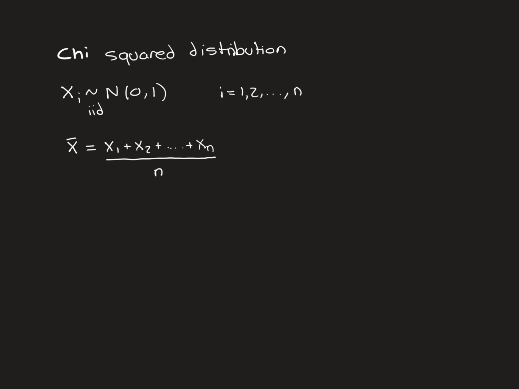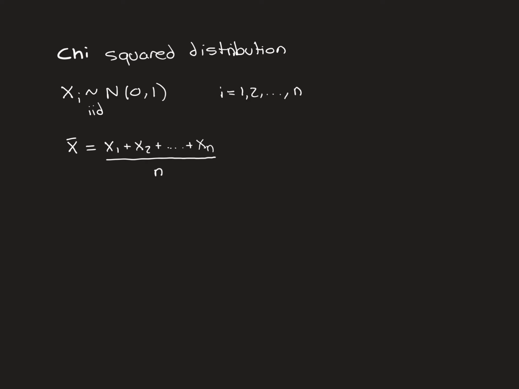And it will be given by, if you add these n normal 0, 1 random variables together and divide through by n, we want to know how is this going to be distributed. So hopefully you know this already. When you add a bunch of independent normals together, you get another normal. So all we need to know is what is going to be the mean value and the variance of this.